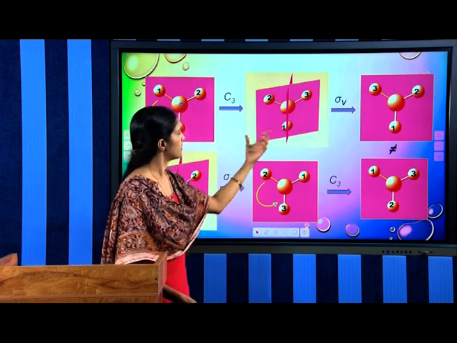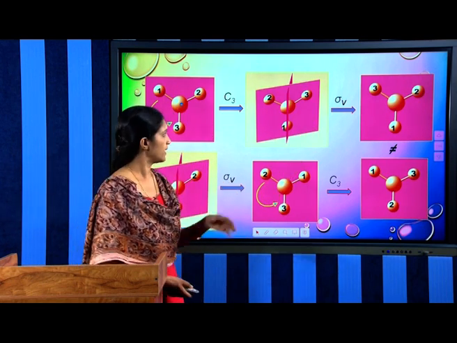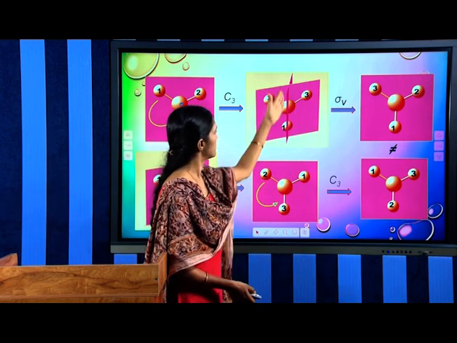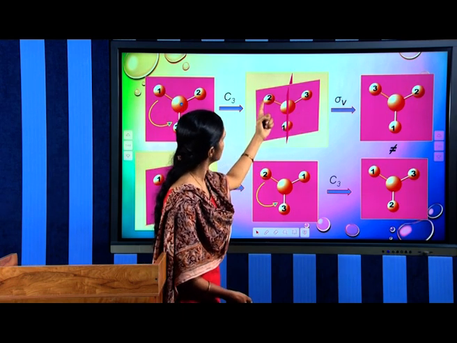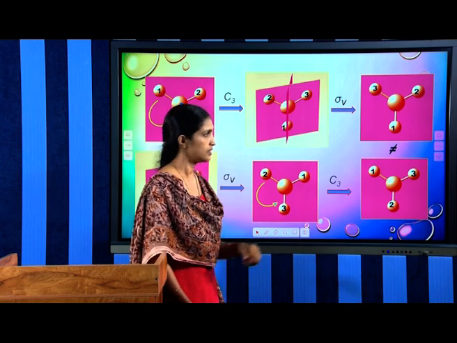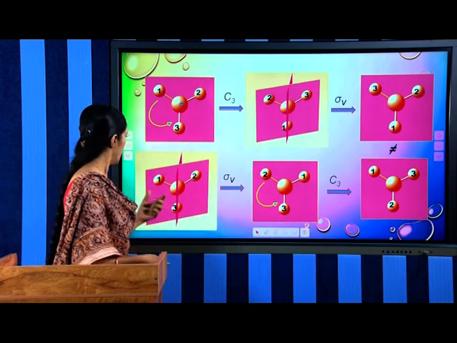Clear? Then what happens? We have to apply sigma V plane. So, this is the plane we are applying. Then this 3 goes to this place and 2 goes to this place. So, this will be the final configuration, right.